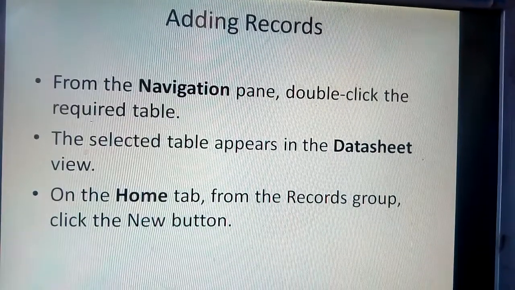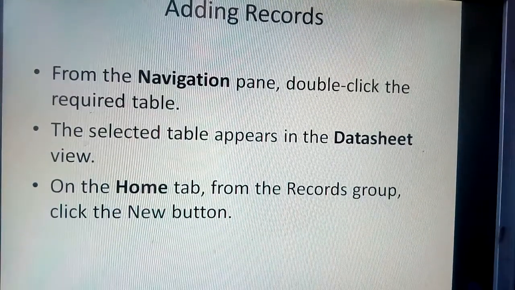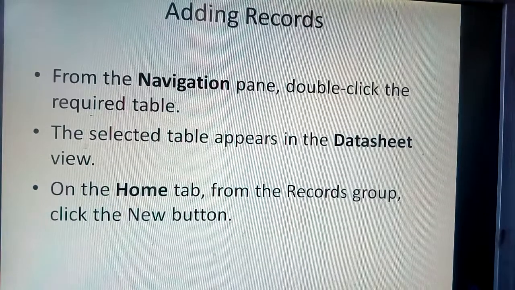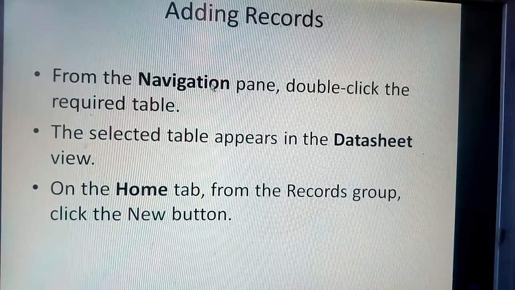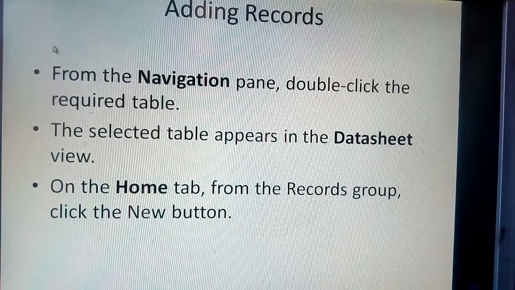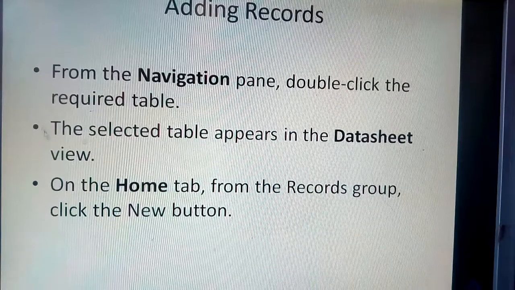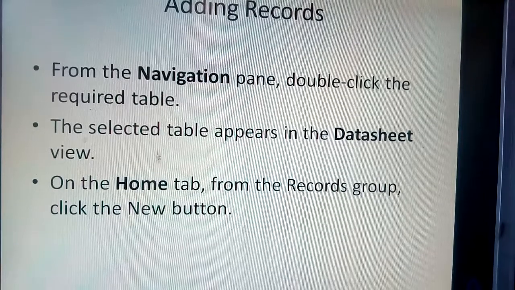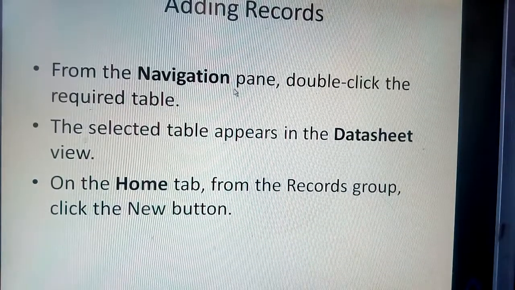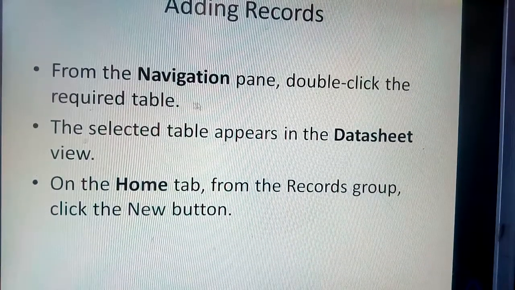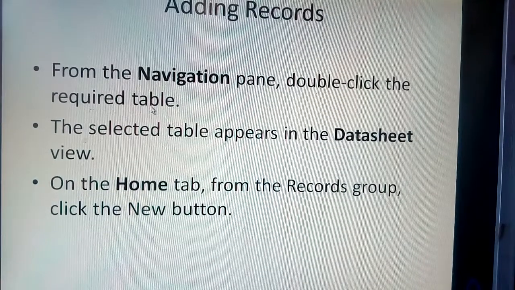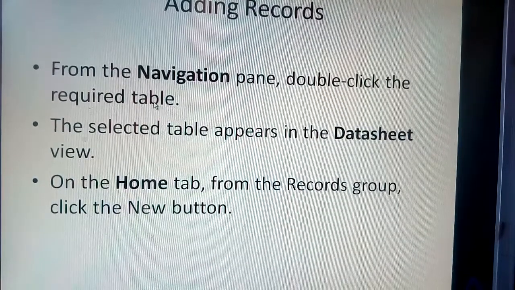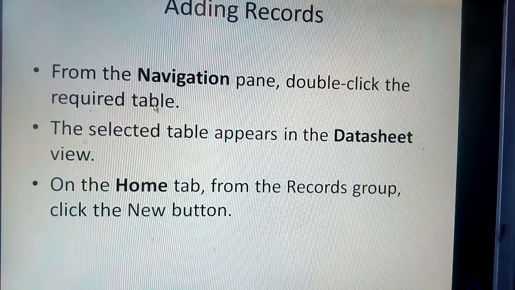Okay, so adding records. For adding records, first, from the navigation pane on the left side when you open MS Access, you can see a box on the left side that is called the navigation pane. So from the navigation pane, just double click the required table. All the tables, queries, all those things will come in your navigation pane.